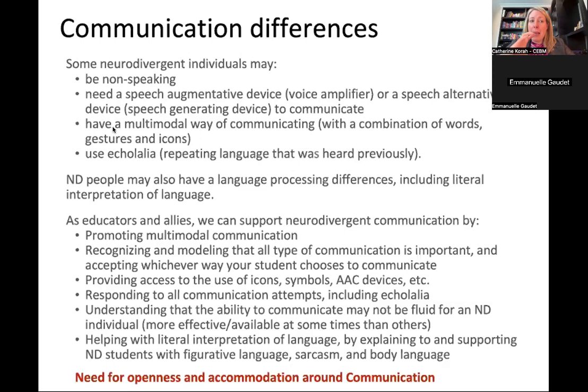They may have a multimodal way of communicating. So they may use a combination of words, gestures, icons, and so forth. And that's the way that they're able to do it successfully.